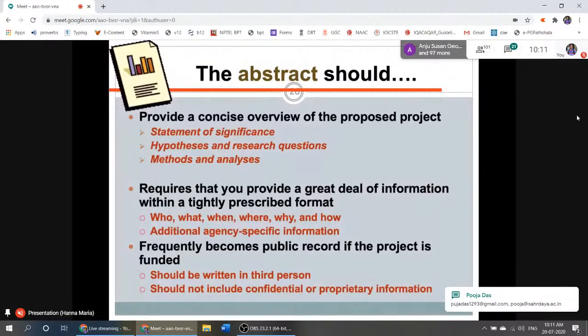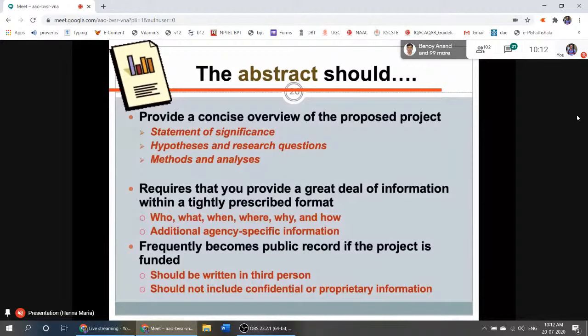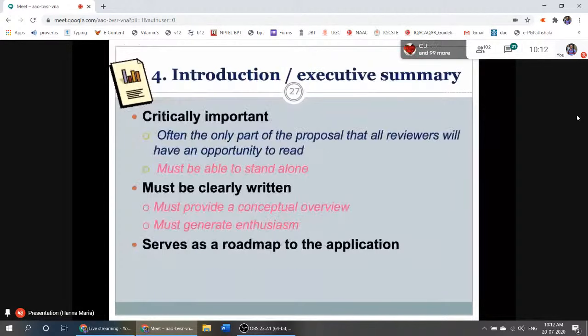The abstract should contain a concise review of the proposed project. Statement of significance, hypothesis, it's very brief. Methods, analysis. Who, what, when, where, why, how. All these questions should be addressed in the abstract. So the abstract should be prepared with a lot of care.